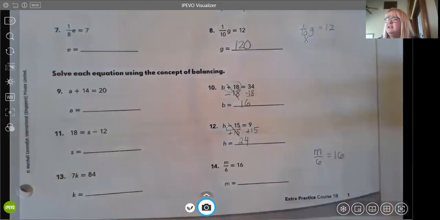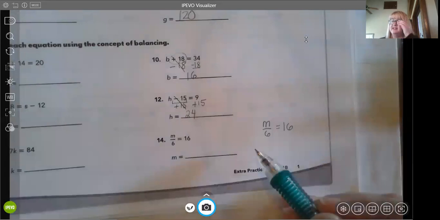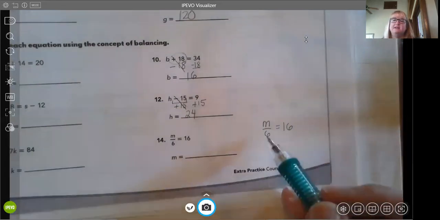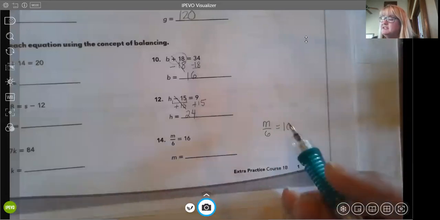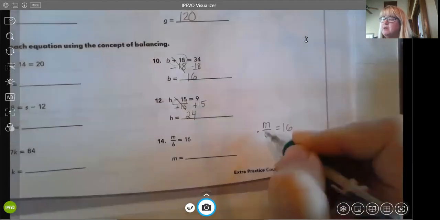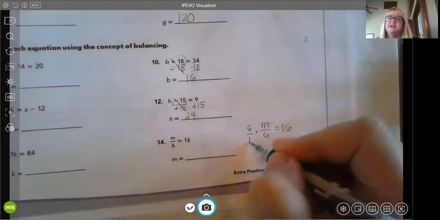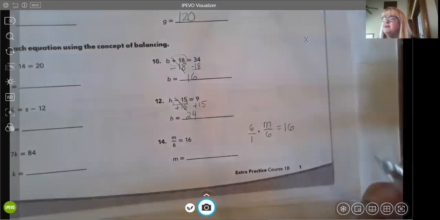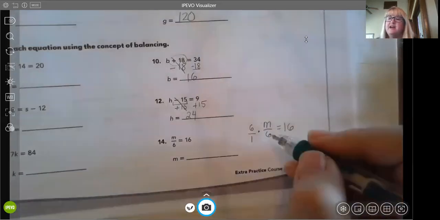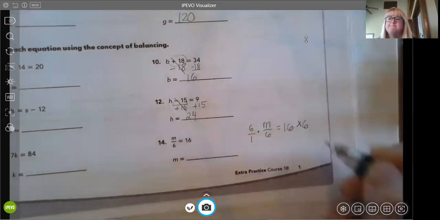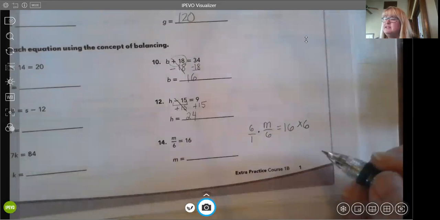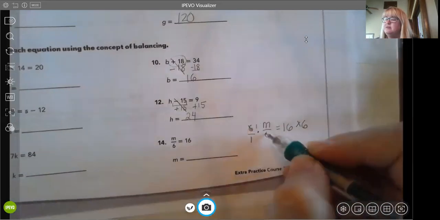All right, 14, there's a very powerful thing you can do when you have something that looks like this. This is M divided by 6. Well, what is the opposite of dividing by 6? It is multiplying by 6. So this is in fraction form. So I'm going to write 6 in fraction form. But if I multiply the left by 6, I have to multiply the right by 6.